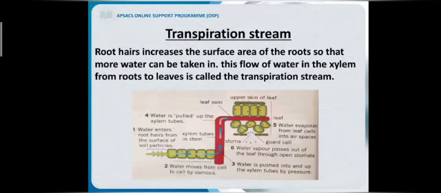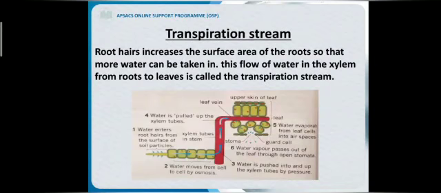What is the transpiration stream? Root hairs increase the surface area of the root so that more water can be taken in. This flow of water in the xylem from roots to leaves is called the transpiration stream. You can see it in the picture. This is the whole transpiration stream.